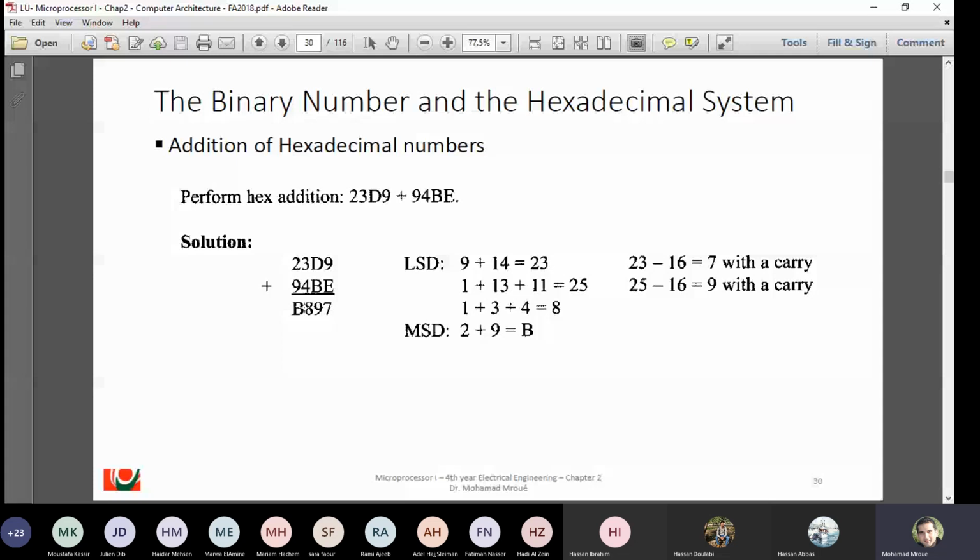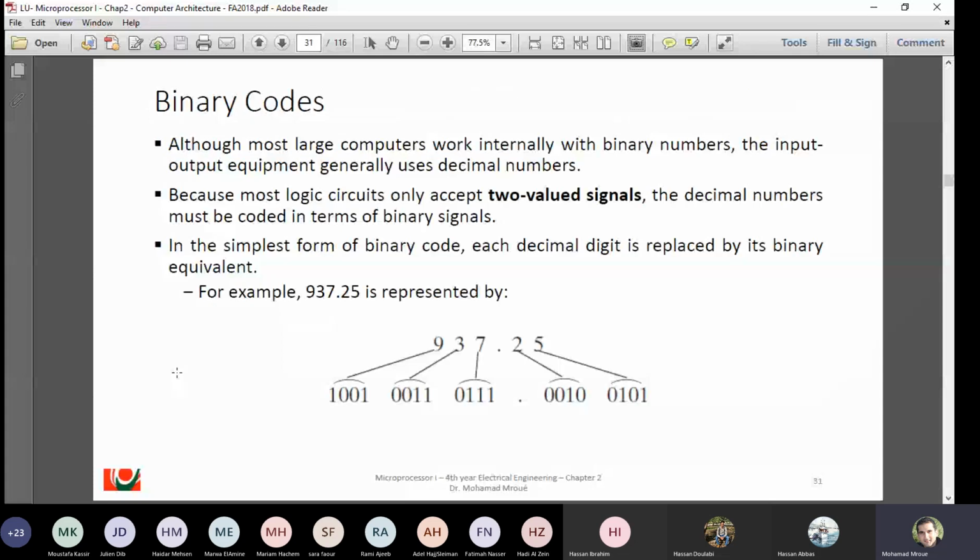Now, although most large computers work internally with binary numbers, the input-output equipment generally uses decimal numbers. Because logic circuits only accept two-valued signals, the decimal numbers must be coded in terms of binary signals.